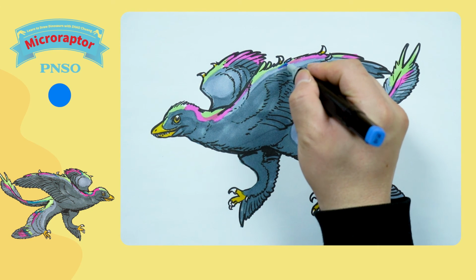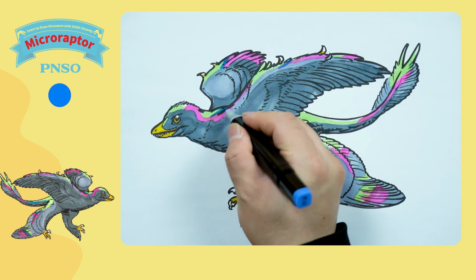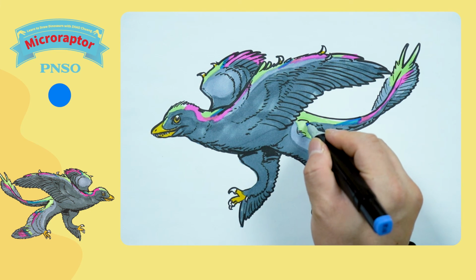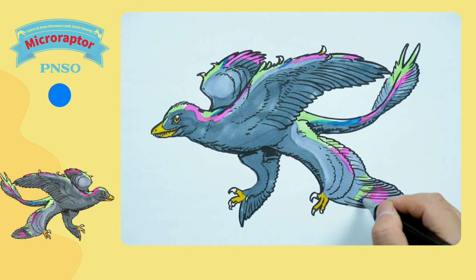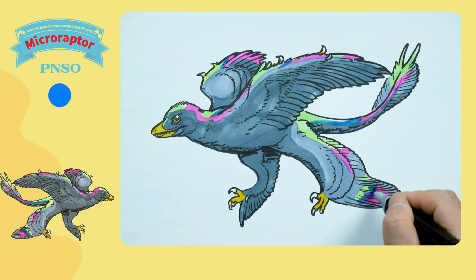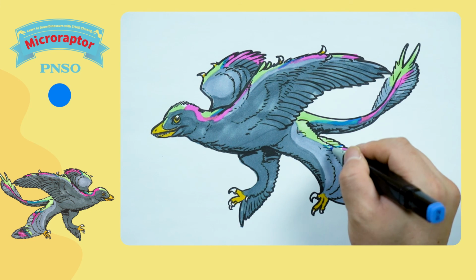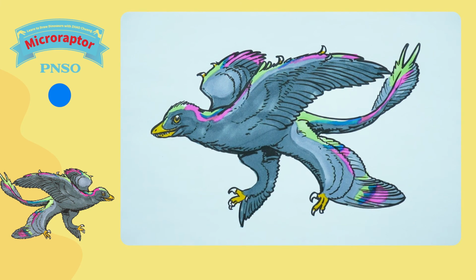Finally, let's use blue to transition slightly between green and purple. Add a little more blue here and on the shoulders. In this way, we have finished drawing the Microraptor.